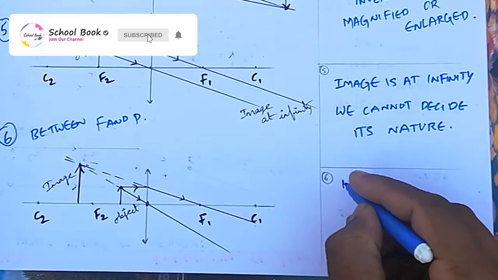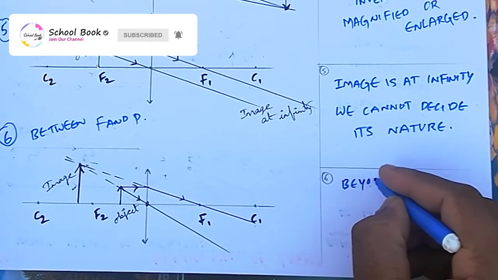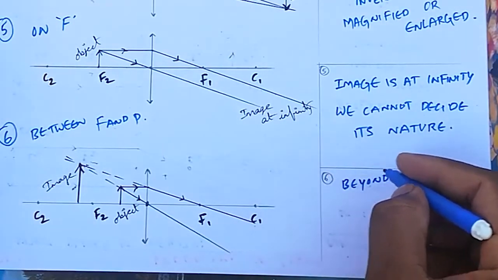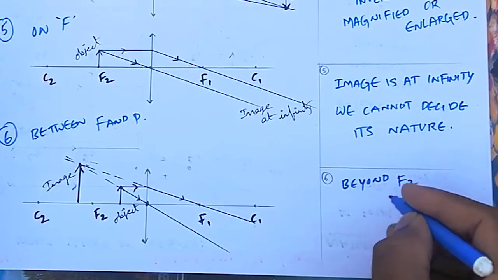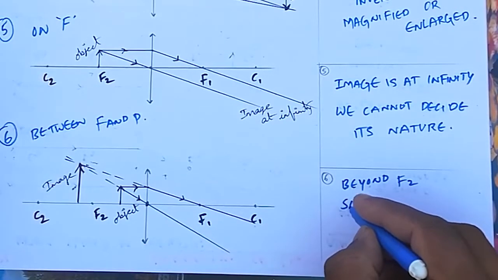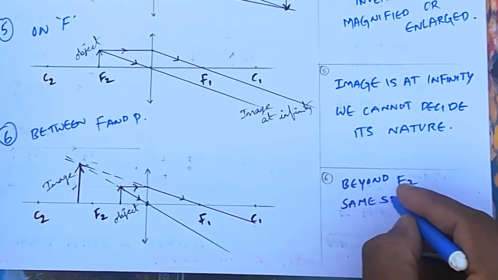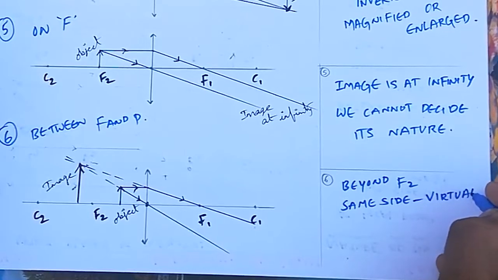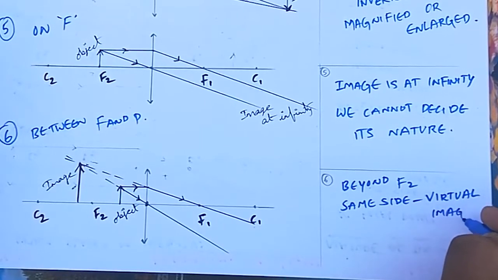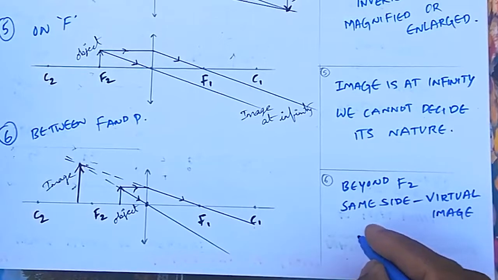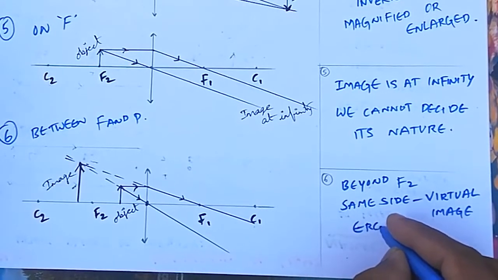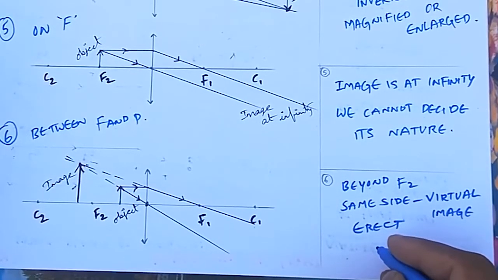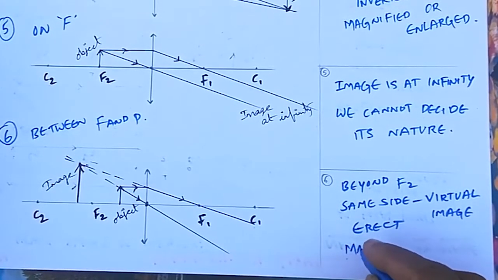Where is this one formed? Beyond F2, on the same side, so that's why it is virtual. So this position gives a virtual image, and this one is erect. In all the other cases we got inverted, now this one is erect. Why? Because this is the same straight line, and this one is magnified, that means enlarged.